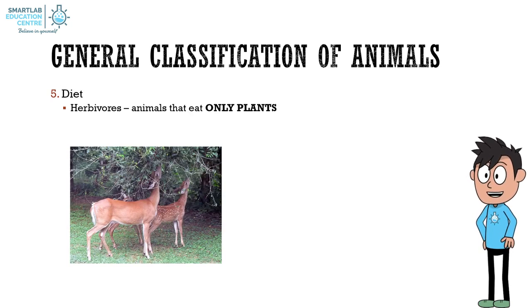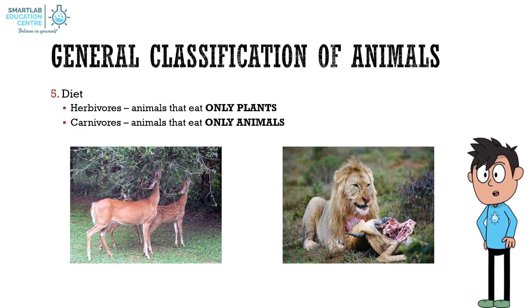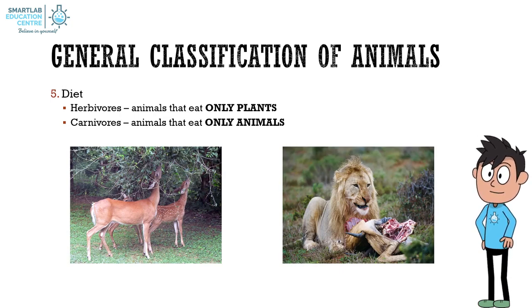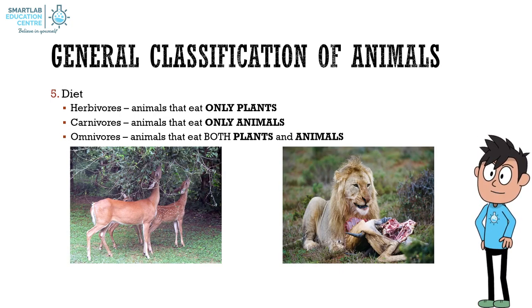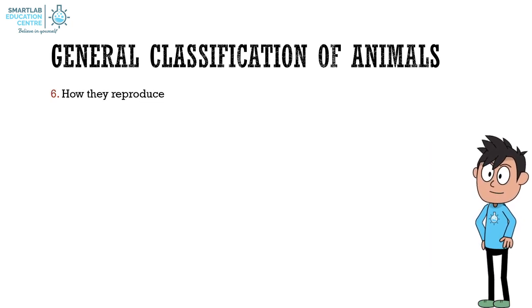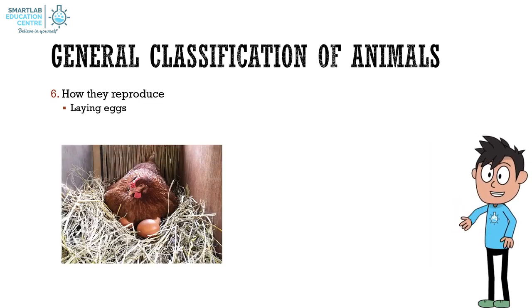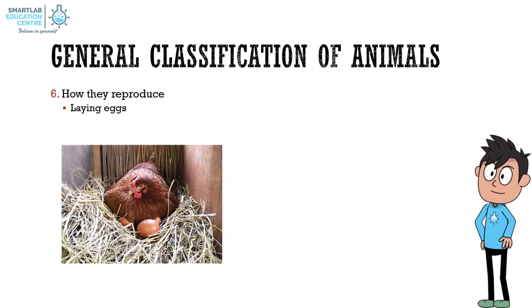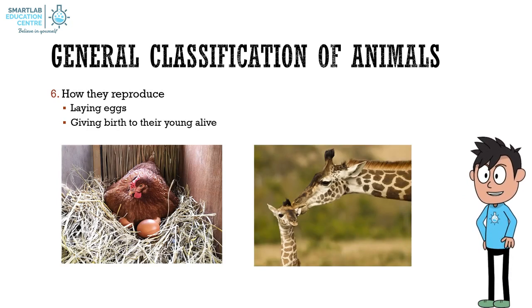Herbivores are animals that only eat plants. Carnivores are animals that only eat animals. Omnivores, on the other hand, eat both plants and animals. There are 2 methods of reproduction. Some animals lay eggs, for example hens and snakes, while others reproduce by giving birth to their young alive. We humans reproduce by giving birth to our young.